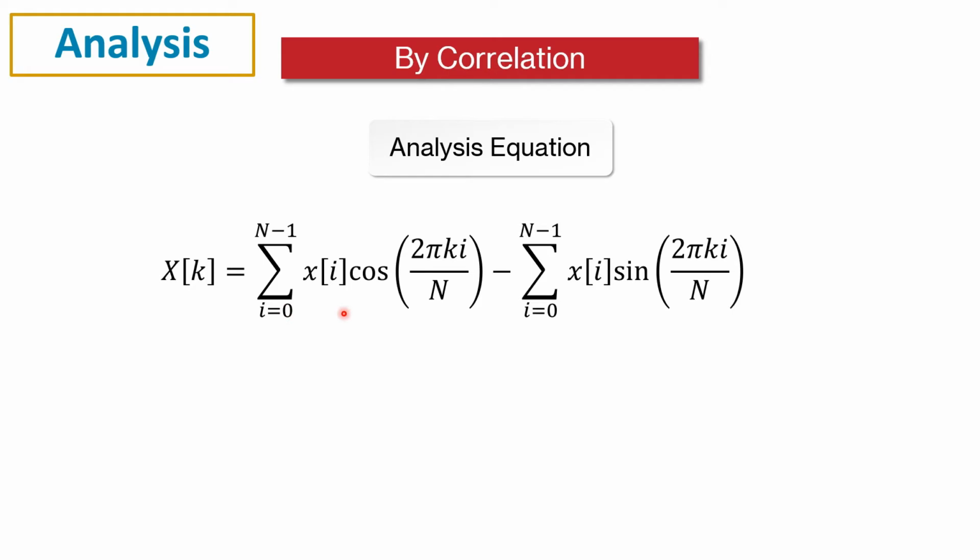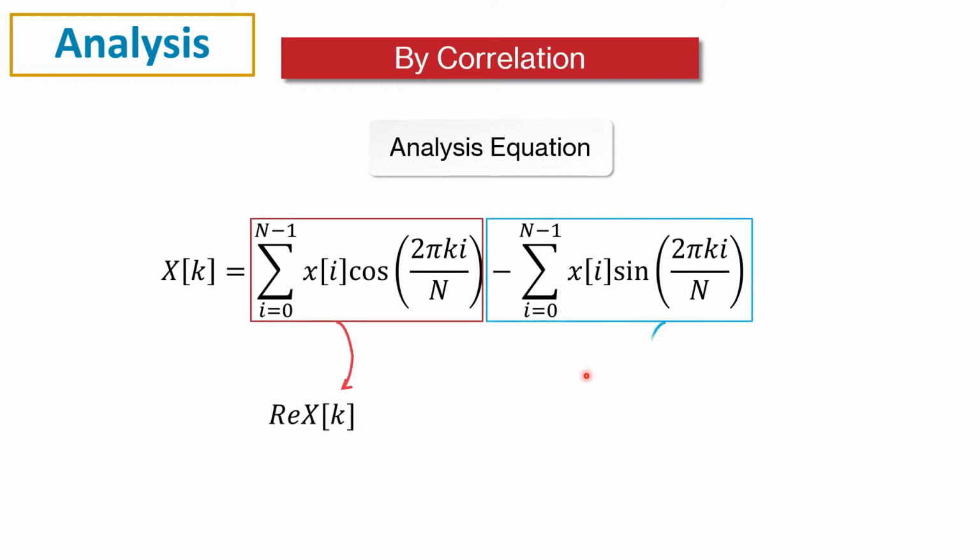The one with the cos is real part, and the one with the sine is imaginary part, and they are represented with Rex and Imx respectively. So the one with sine is called as imaginary part of x, and the one with cos is the real part of x[k]. So you remember from the notation that the capital letter represents the signal in frequency domain, and the small letter represents the signal in time domain.